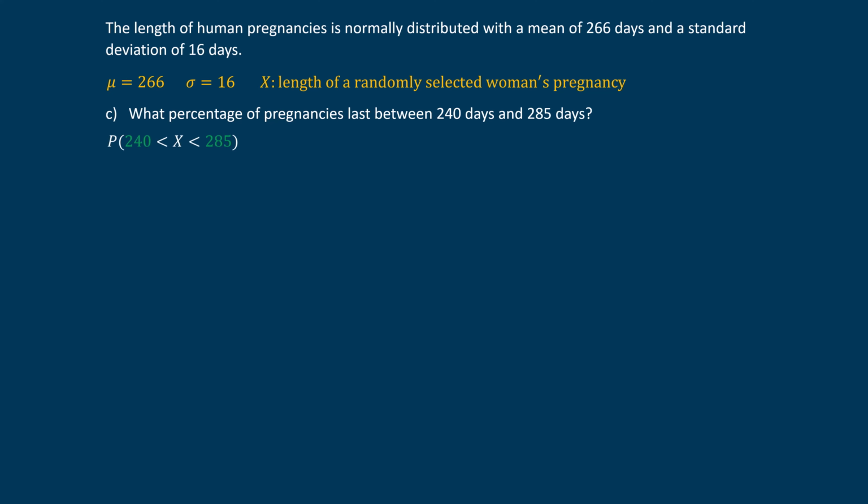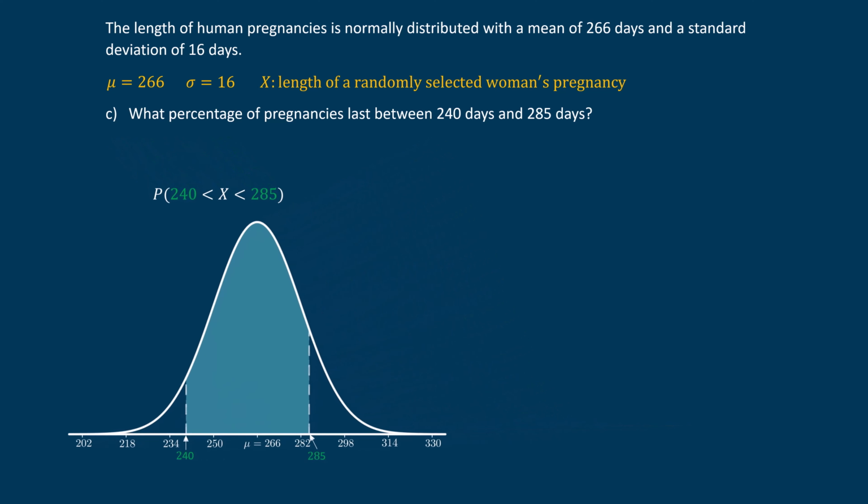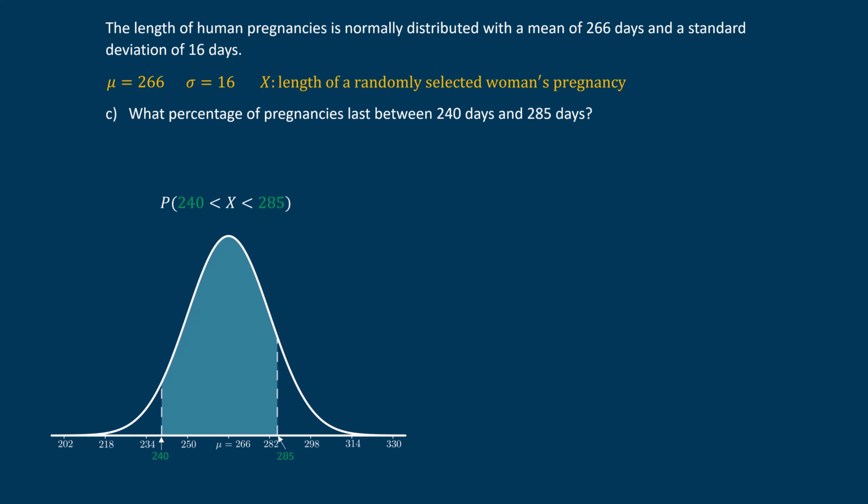As usual, let's graph the normal curve and label the two x values given. Here we shade the area bounded by 240 and 285 to represent the probability that x is between those two values. In this case, we'll have to standardize or convert 240 and 285 to z-scores using the z-score formula.